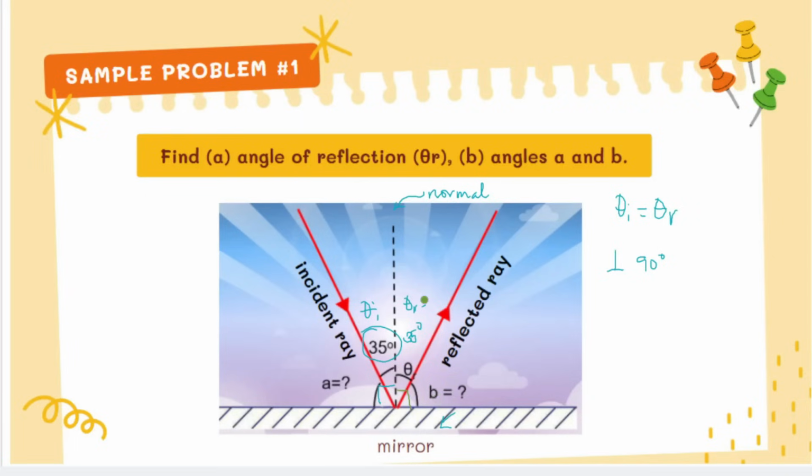So, ibig sabihin, pag pinag-add po natin si angle A at si 35 degrees, ang lalabas dapat dyan ay 90 degrees. So, therefore, angle A would be 90 degrees minus 35 degrees. And ano yung lalabas dyan? Okay, correct. 55 degrees. Nakuha po.